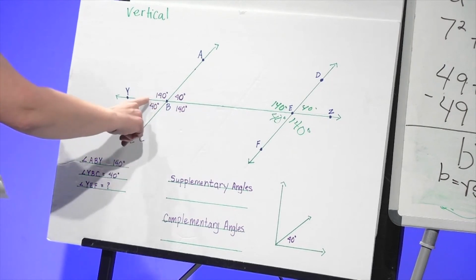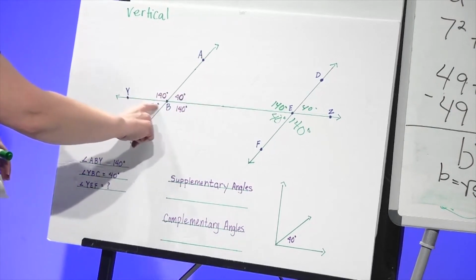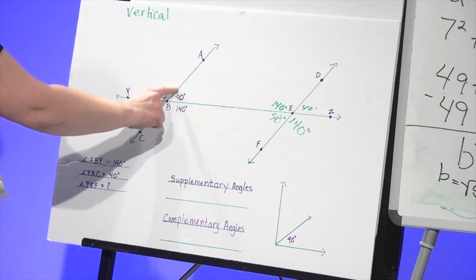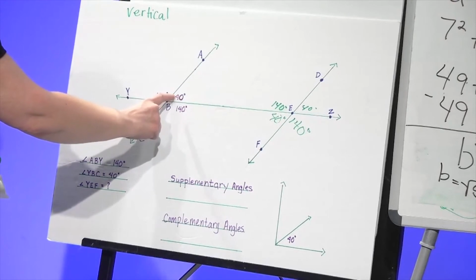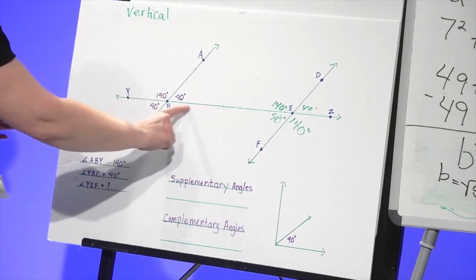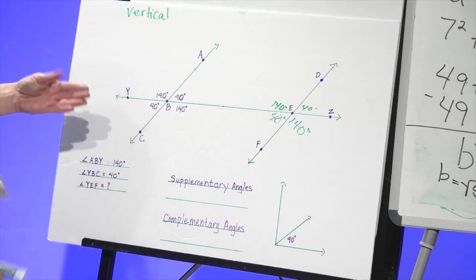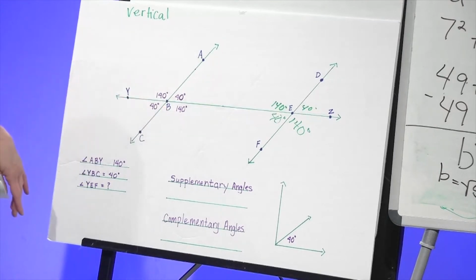For example, this is a straight line. Remember, a straight line is 180 degrees. So even if they only told us that this one was 140, I would know right away that this one is 40, because 140 and 40 equal 180, and this is clearly a straight line. So just knowing that a line is 180 degrees can also help you answer for missing angles.